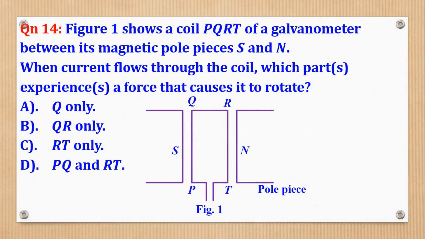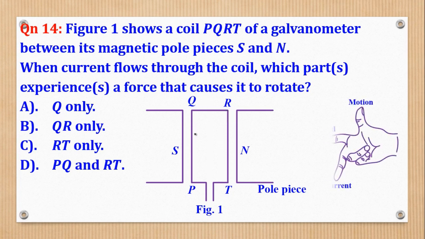Question 14, it says, figure 1 shows a coil PQRT of a galvanometer between its magnetic pole pieces south and north. When current flows through the coil, which parts experience a force that causes it to rotate? So rotating means, here I drew it looking from above, so rotating means it is in this form. And for it to rotate, a force has to be here, for example, going this side, and here going the other side.